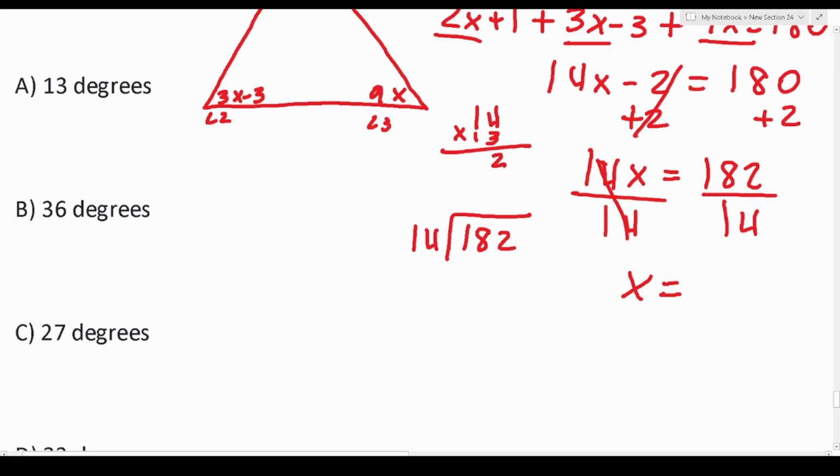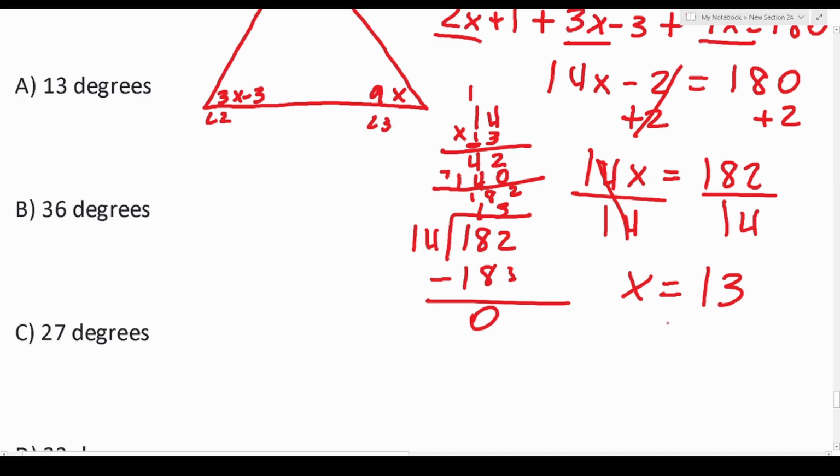4 times 3 is 12, so we're going to drop down a 2 and carry a 1. 1 times 3 is 3, plus 1 is 4. Since we're starting multiplication with this 1, we have to add a 0 here. 1 times 4 is 4. 1 times 1 is 1. Let's add these together. 2 plus 0 is 2. 4 plus 4 is 8. 1 plus nothing is 1. So we can see 14 times 13 is 182 evenly with no remainder. So this is x equals 13.